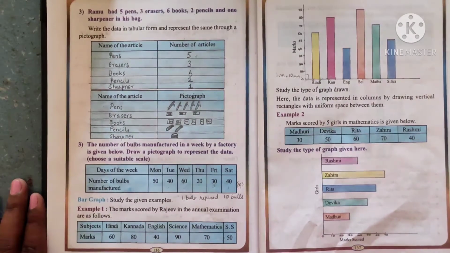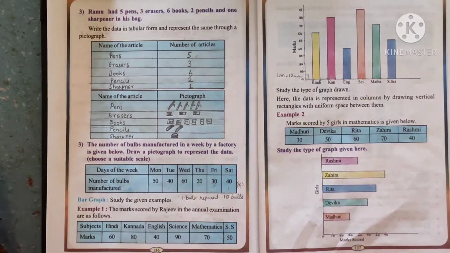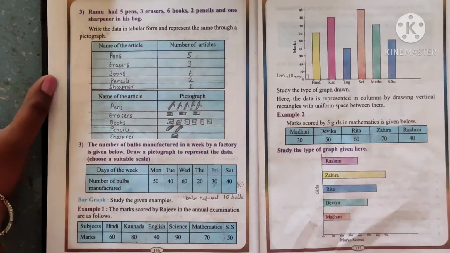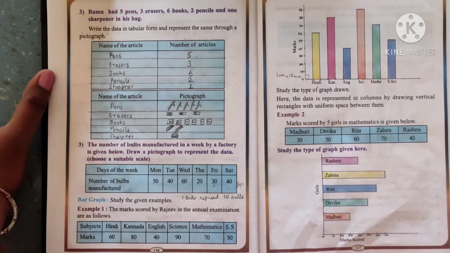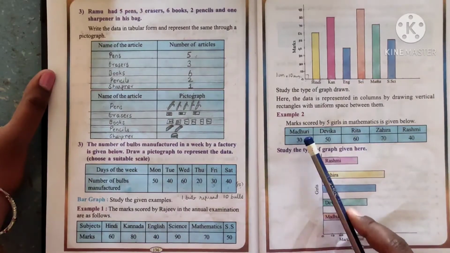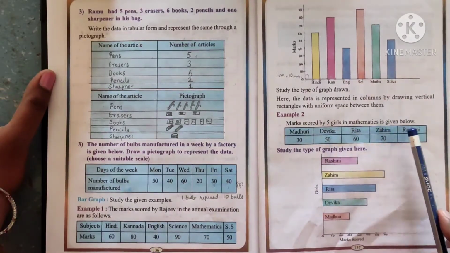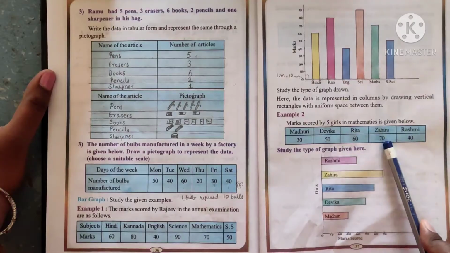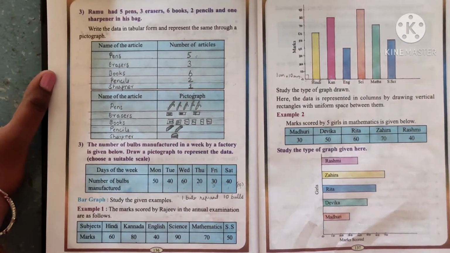So next, when we solve the questions further, you will understand it clearly. Next, let us see the second example. Marks scored by 5 girls in mathematics is given below. Now see, Madhuri, Devika, Rita, Zahira and Rashmi. 30, 50, 60, 70, 40 are the marks that they have scored.